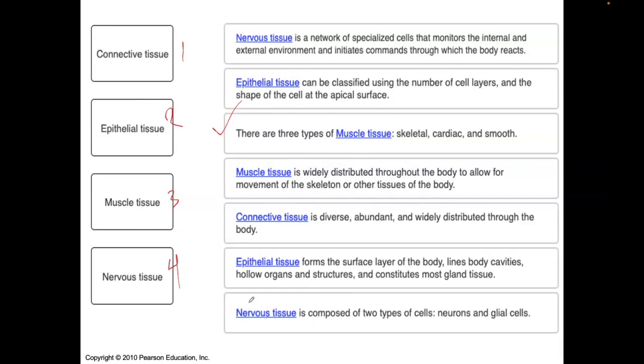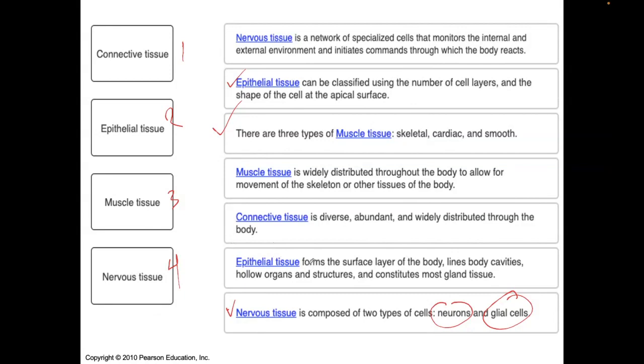Let's look at the bottom one, neural tissue. Blank is composed of two types of cells, neurons and glial. I refer to them as neuroglial. Same thing, that would be nerve tissue. Okay, let's look at epithelial. Blank can be classified using the number of cell layers, remember simple or stratified, and the shape of the cell. Well, that would be cuboidal, stratified, or columnar. Well, that's epithelial.